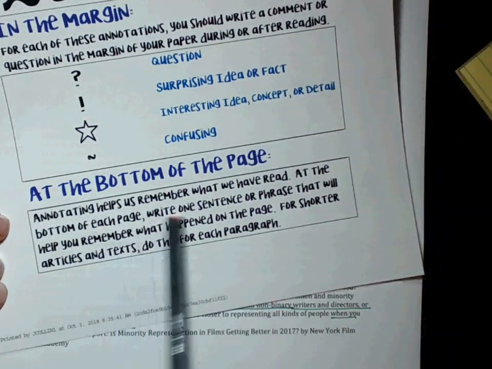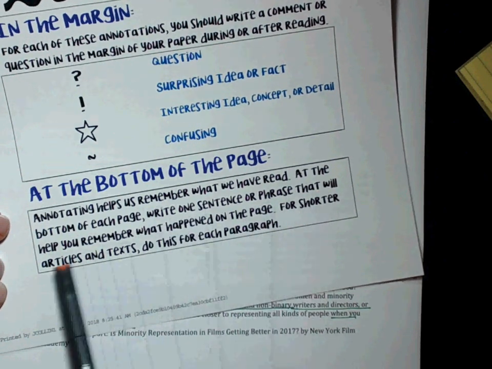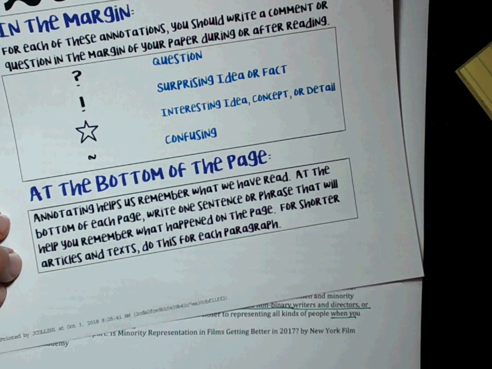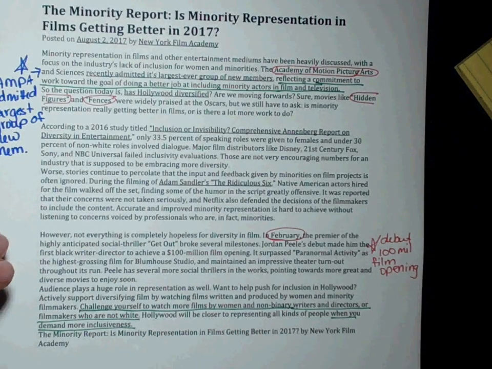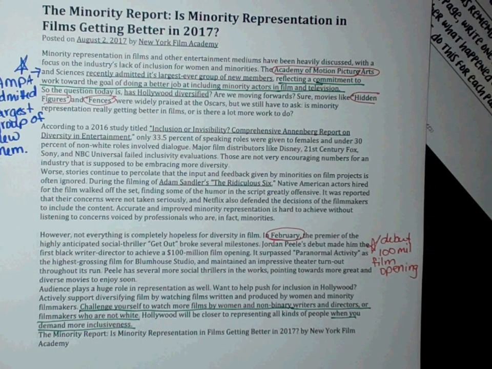Then at the bottom of the page, this is a little bit different than Cornell Notes. It says, write one sentence or phrase that will help you remember what happened on that page. It's really just going to be a quick little blurb about what you read on that page, and the point of this is to help you when you go back to do your presentation. You don't have to reread the whole article. You can look at the little blurbs that you put at the bottom of the page and say, oh, this is where that information came from. I remember it came on this page where I wrote that blurb.